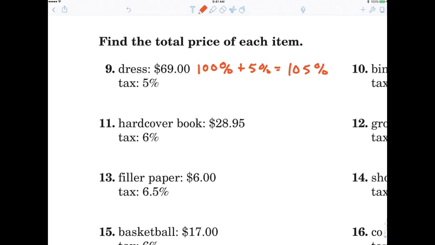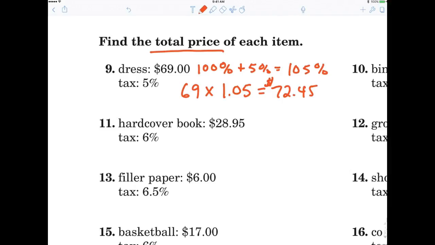So if you're going to pay 105%, that means you pay the regular $69 plus an additional 5%. Because we're smart, to find the total price, I can take 69 and multiply it by 1.05. If you multiply by 0.05, that's just going to give you the tax, and then you'd add that back in. So I'm saving you a step here. It doesn't ask for the tax. It asks for the total price. So you multiply 69 times 1.05, and you get $72.45.